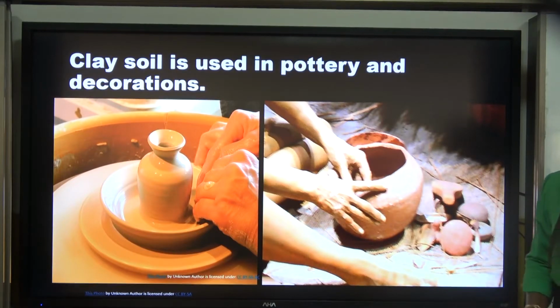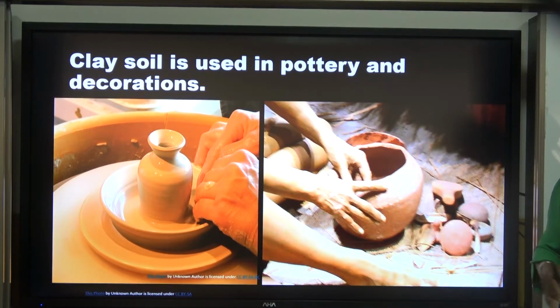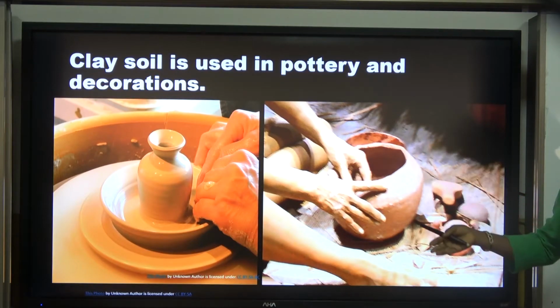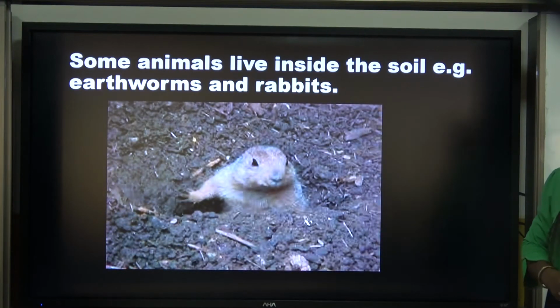Clay soil is used in pottery and decoration. After you bring clay soil from the ground, you refine it, and then you use it to mold decorations like flower vases, pots, and other decorations that we use in our homes. Some animals live in the soil. Animals like rabbits and earthworms live in the soil.